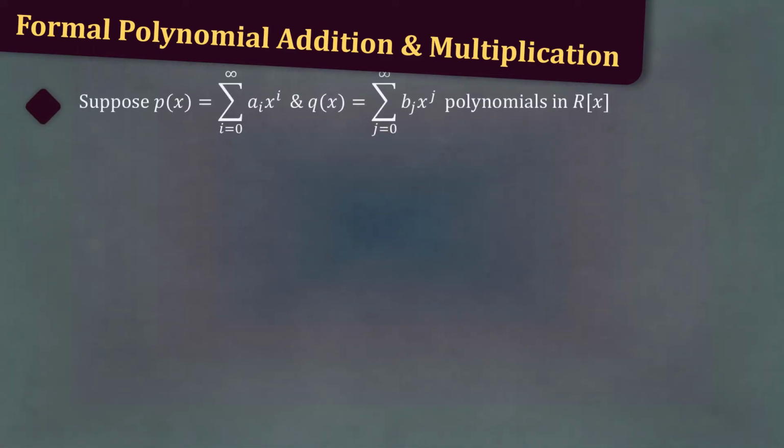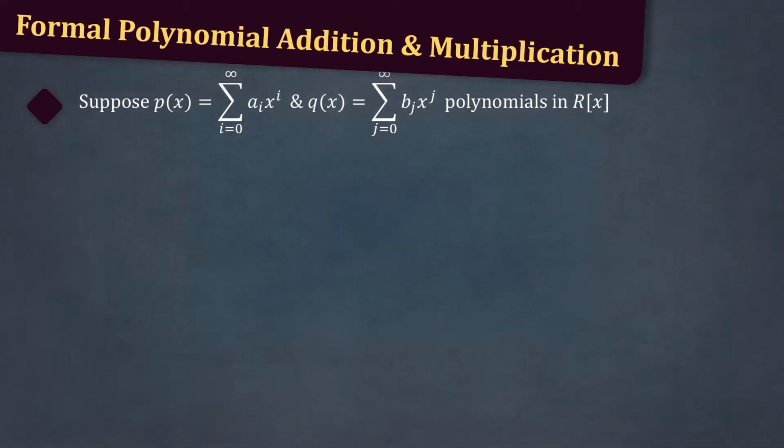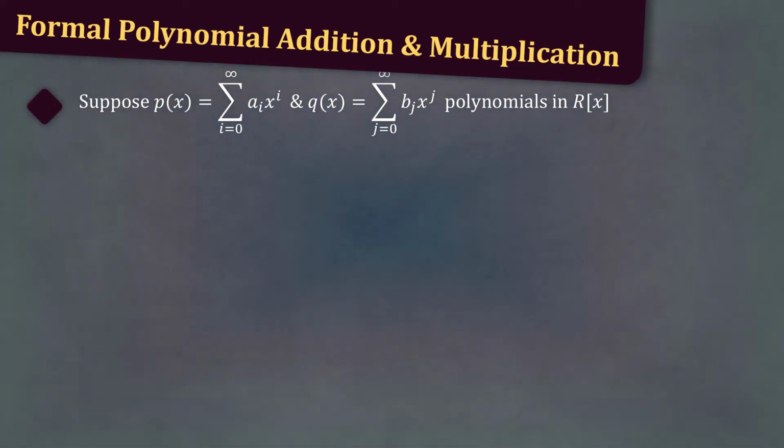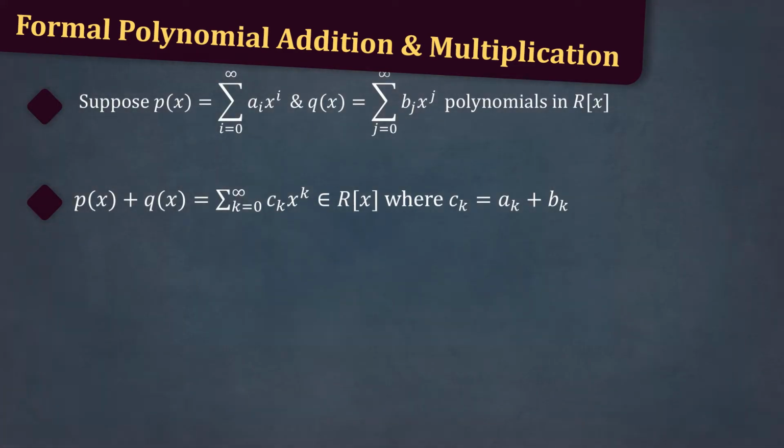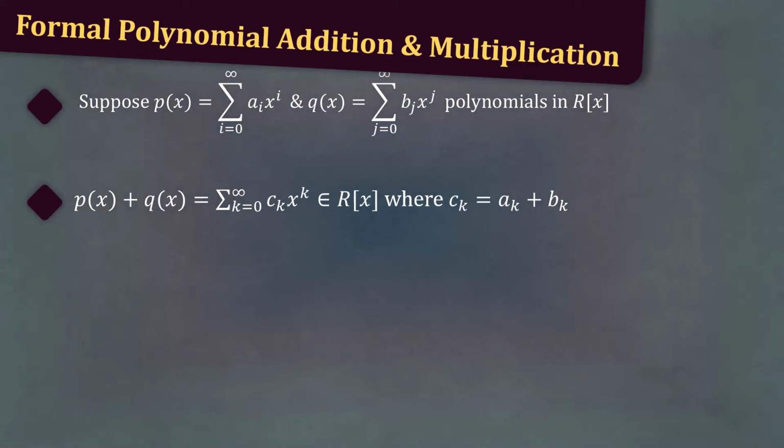Following on, let's mention formal polynomial addition and multiplication. Suppose p(x) is equal to the sum from i equals 0 to infinity of a_i x^i, and q(x) is equal to the sum from j equals 0 to infinity of b_j x^j, and these are polynomials in R[x]. Then p(x) + q(x) is equal to the sum from k equals 0 to infinity of c_k x^k, which is in R[x], where c_k is equal to a_k + b_k.